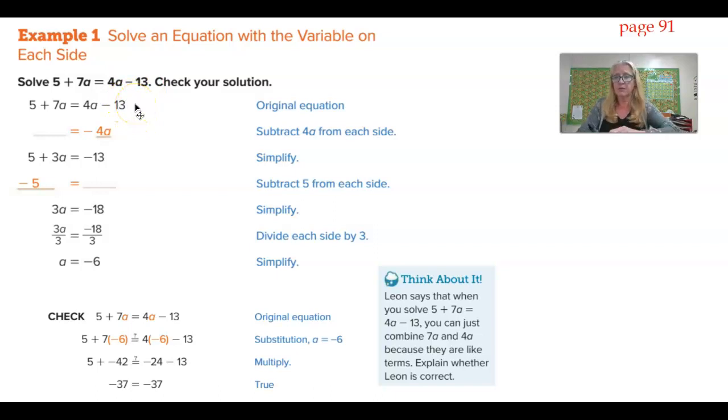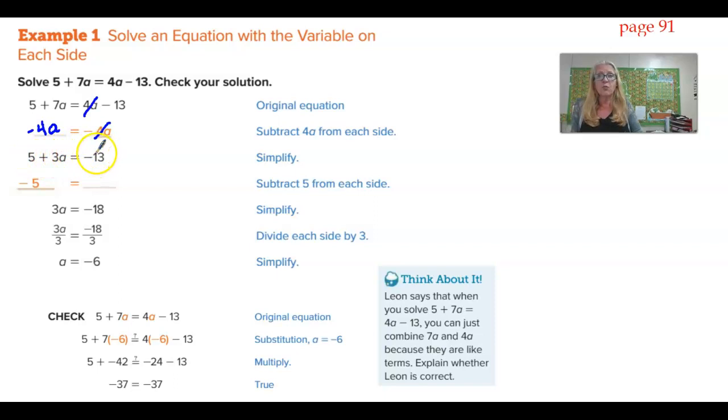Let me fire up my electronic writing device. What they've done is they are going to get rid of this 4a. It's a positive 4a, and the way we get rid of that is by subtracting 4a from both sides of the equation. Of course, we can't subtract 4a from a 5. We're subtracting this 4a from the 7a. 7a minus 4a is 3a. This 4a and that 4a cancel each other out, and all that's left on this side is a negative 13. So now we have 5 plus 3a equals negative 13.